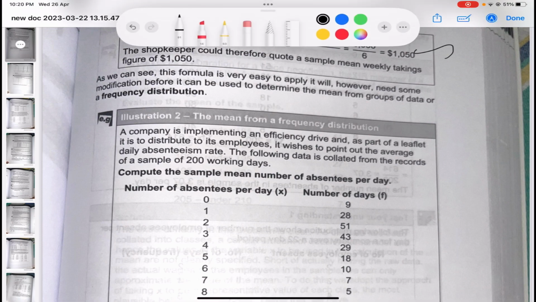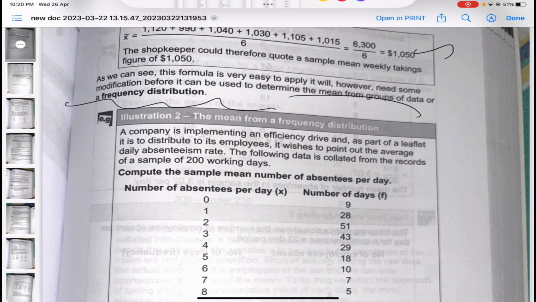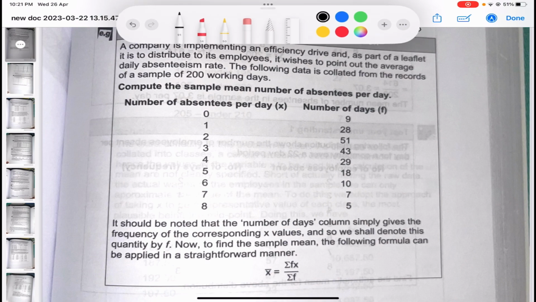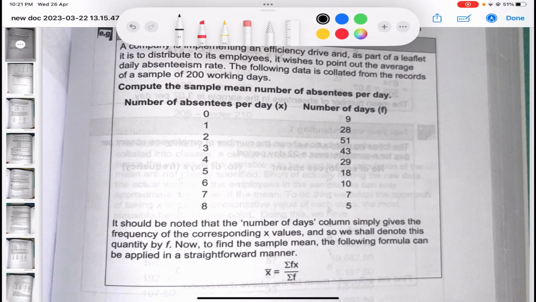As we can see, this formula is easy to apply. However, we'll need some modification before it can be used to determine the mean from groups of data or a frequency distribution. You must have studied frequency distribution tables, right? Now how do I find the mean from a frequency distribution?